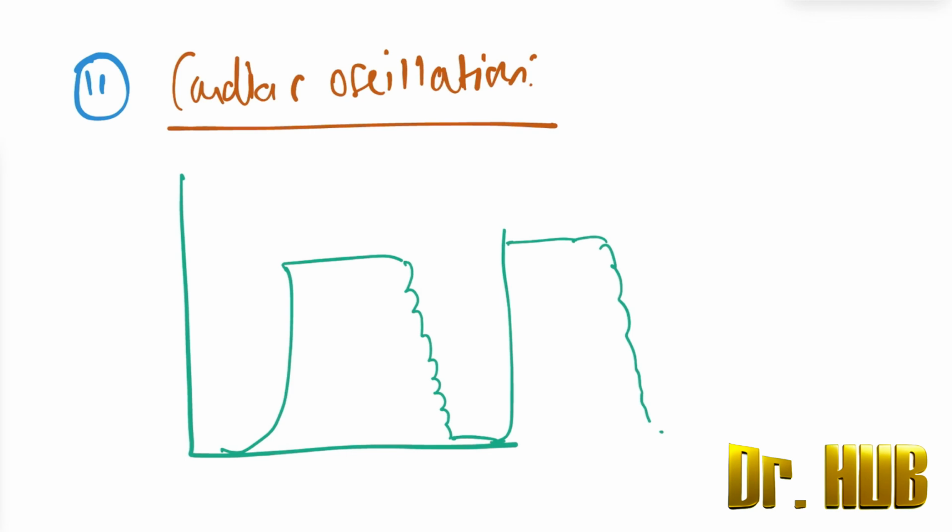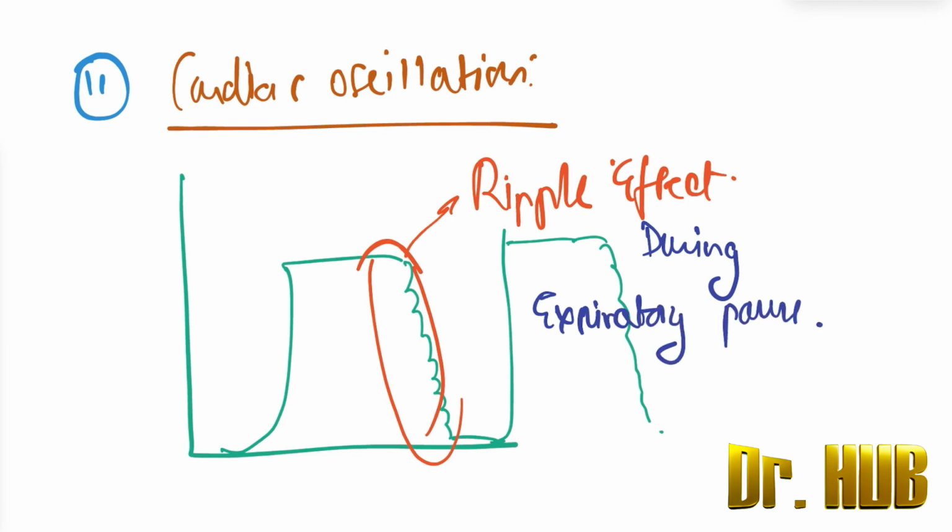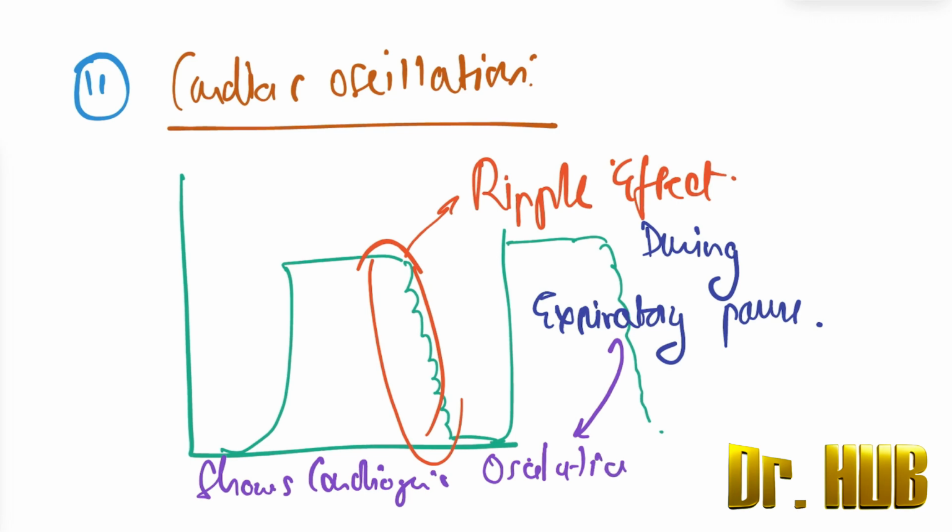So here there's a classic ripple effect. This is known as a ripple effect, and this ripple effect is during the expiratory pause, and it shows cardiogenic oscillations.